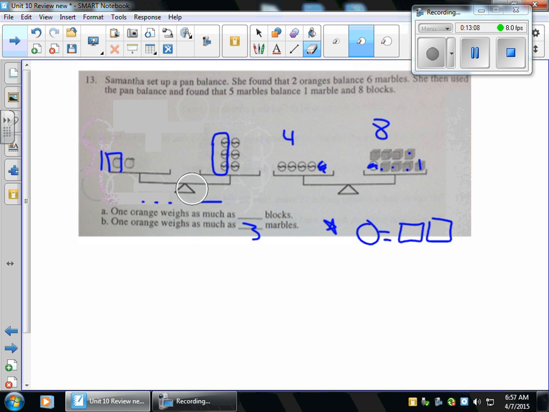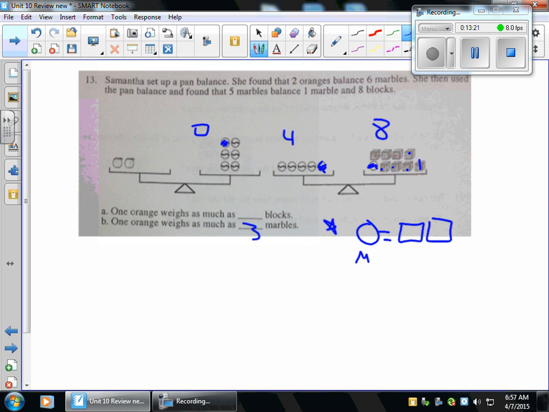Now, after that being said, 1 orange weighs as much as how many blocks? Well, I know that 1 marble, remember there's a marble here, weighs the same as 2 blocks. So I'm going to cross off a marble, put 2 blocks in. Cross off a marble, put 2 blocks in. Cross off a marble. See what I'm doing, kids? Now you could just do the math or you could just draw it out, whatever's easiest.